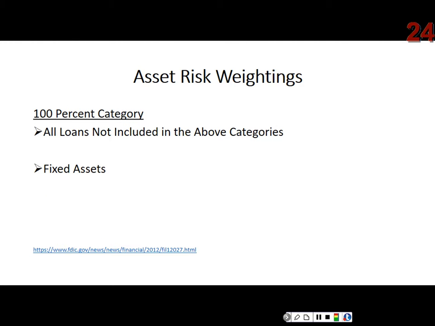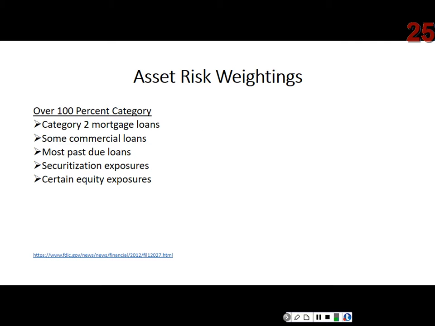Then we've got the 100% category rating. So any loan not included in the categories that we just looked at, and also fixed assets. So we have to keep a lot of capital on hand for these. And actually, because of some of the problems with the financial crisis dating back about 10 years, regulators stepped in and said, banks, you have some assets that we want you to hold more than 100% in terms of capital against the risk, against the asset value. And so we can go to the over 100% category.